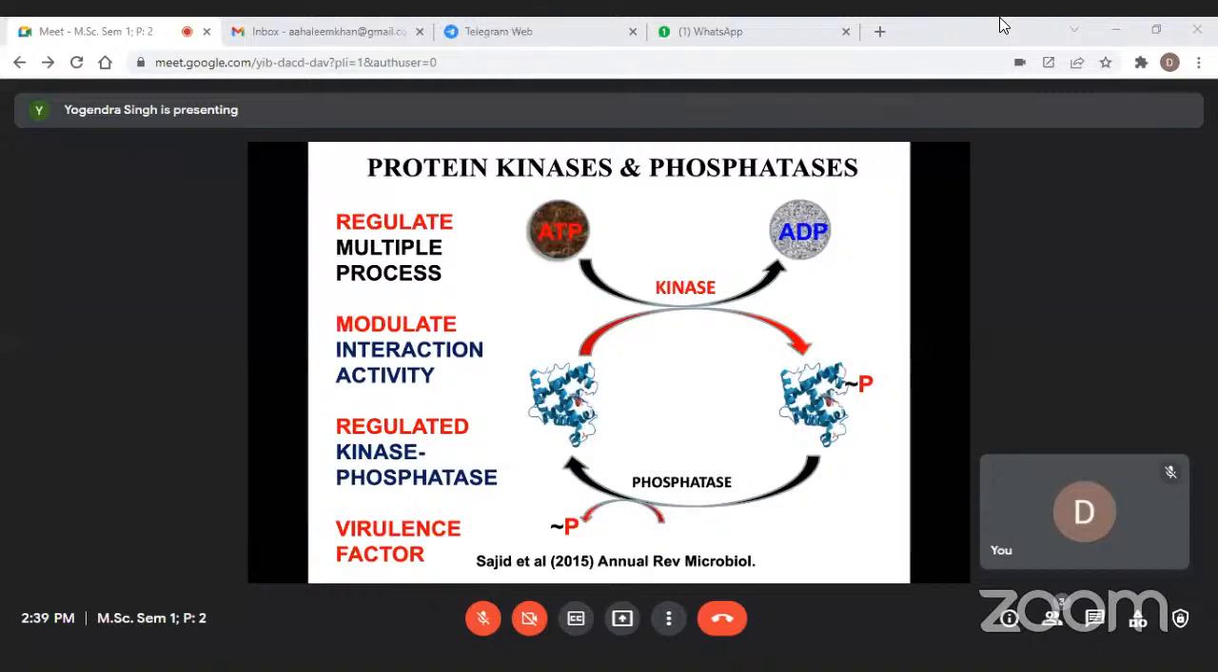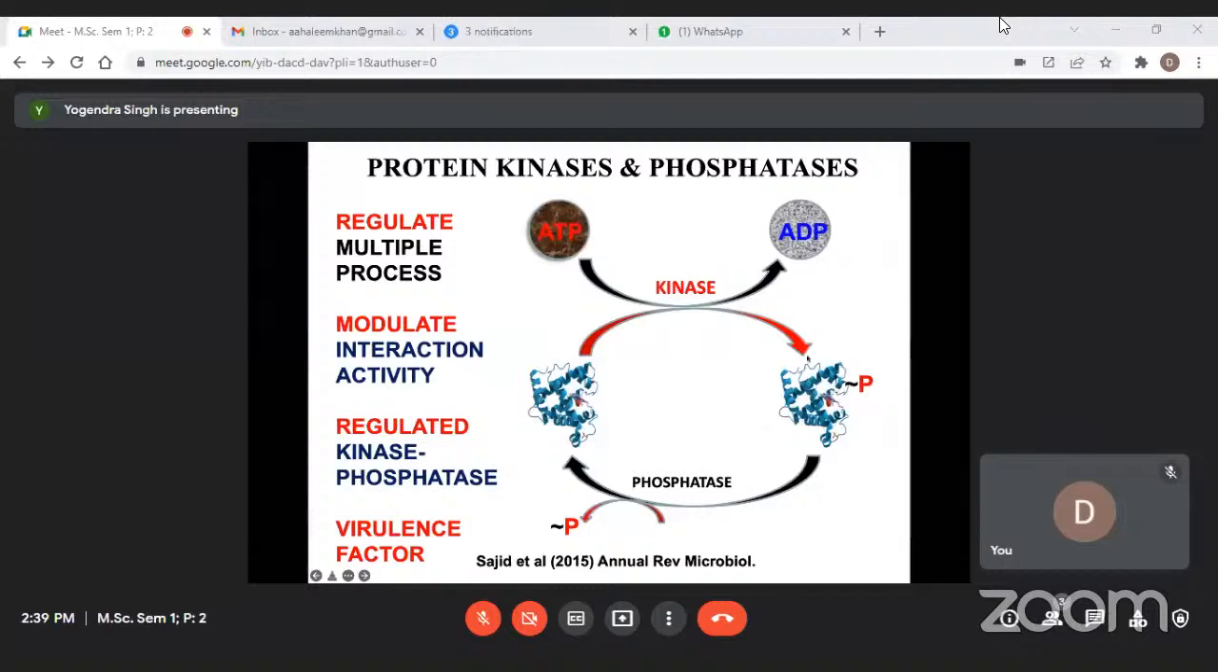What happens in this? The kinases take ATP. They always have an ATP binding domain. So they bind the ATP, hydrolyze the ATP, and take the phosphate and add it on the protein. Once the phosphate is added on the protein, because of the negative charge on the phosphate, the structure is going to rearrange, and some local structural changes will happen, and that is how the phosphate regulates the activity or interaction of the protein.